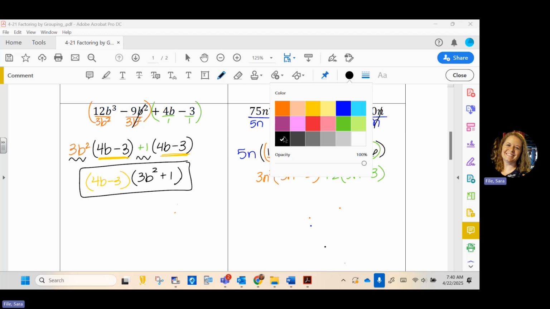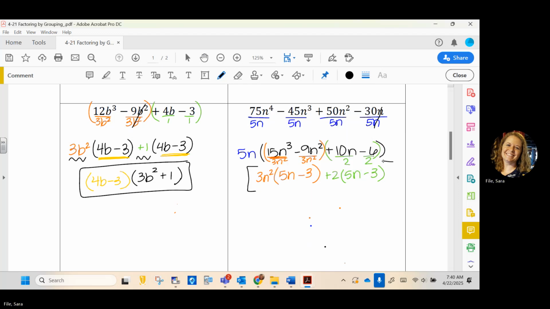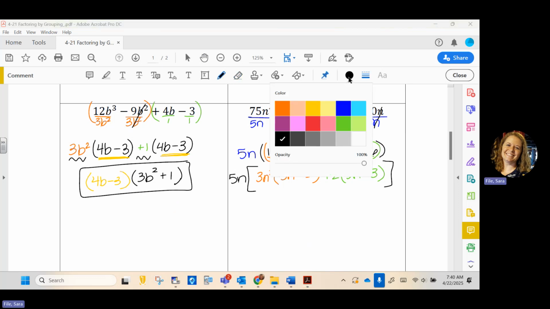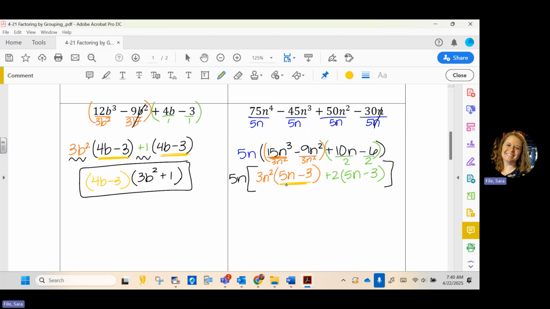So again, this is all inside here. We've still got that 5n in front, right? It didn't go away. Oops, that was supposed to be an eraser. Okay. So now my leftovers for what I was doing grouping in here are again the same. So that's a good sign. So I know I've got 5n minus 3.